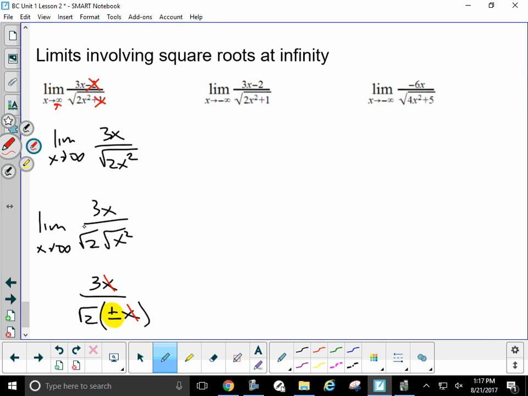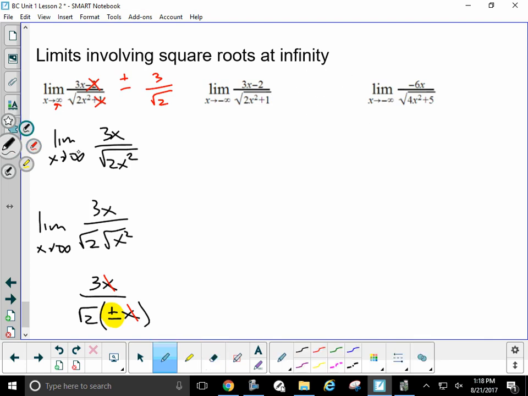Now, I don't like to go all the way down to here. I like to kind of stop here and understand that my answer is going to be either positive or negative 3 over root 2. It's one or the other. For both this first one and the second one, which is the same thing. But it's not both of them. It's one or the other. So we've got to pick the right one.